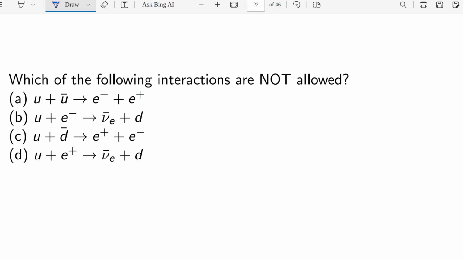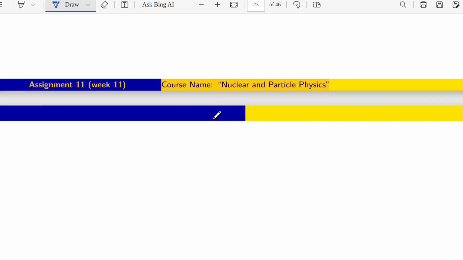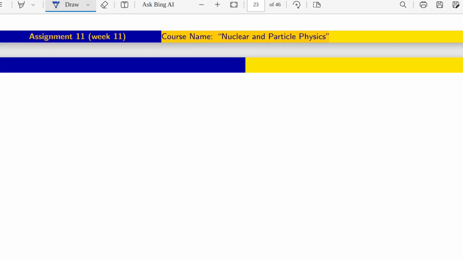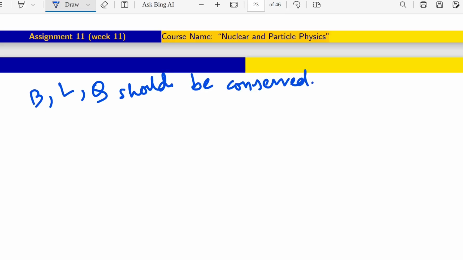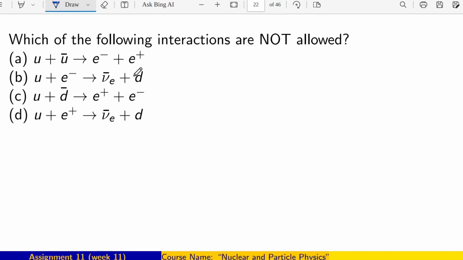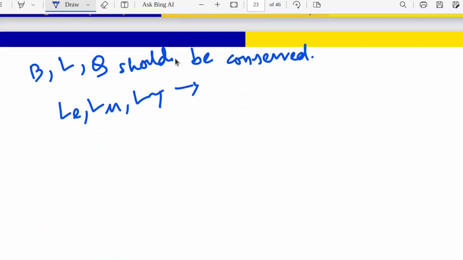So first of all, in any nuclear reaction, it will be allowed or not. I told you that B, L and Q should be conserved, and if it is a weak interaction, then I told you that Le, L mu, L tau should be conserved independently and separately. So first of all, let me take the first one, U plus U bar going to E plus E minus.